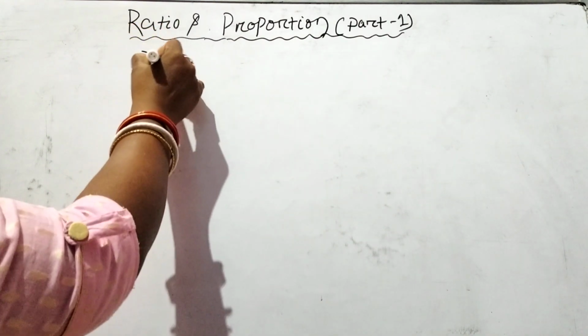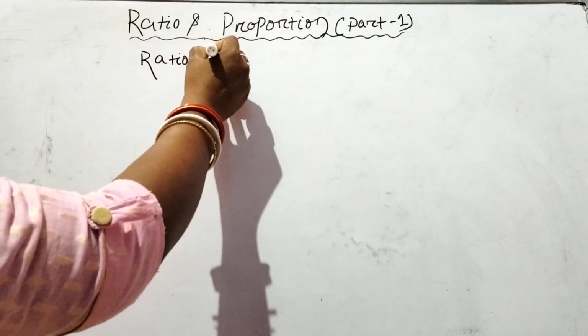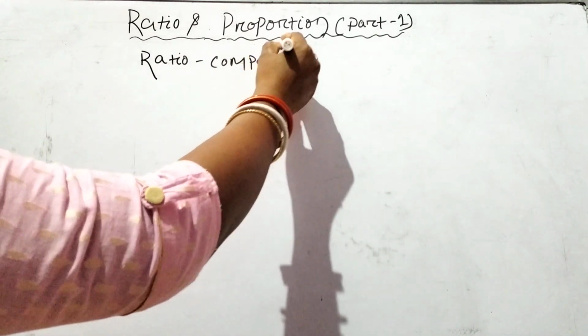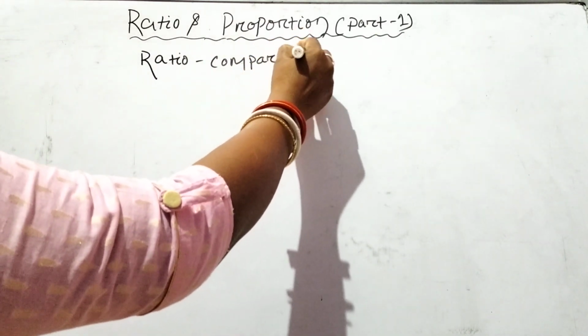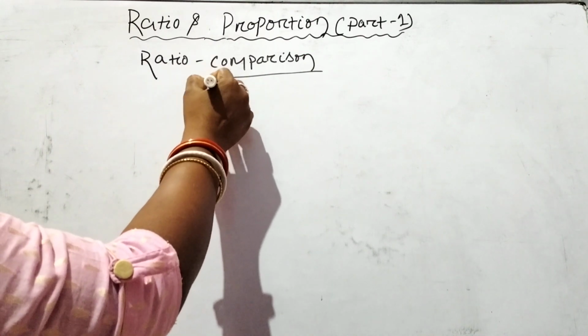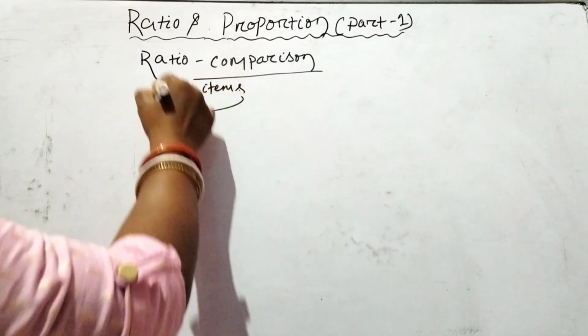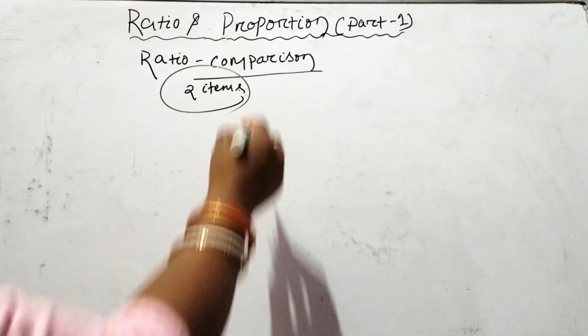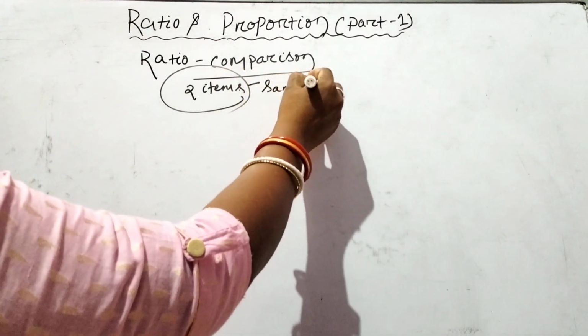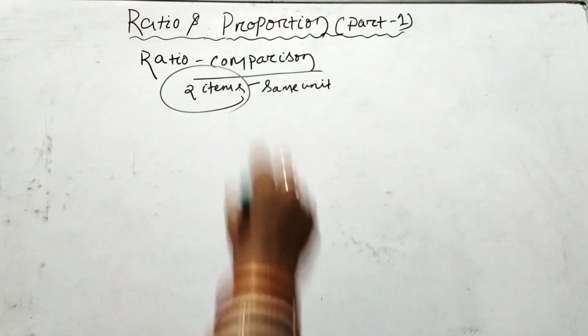First thing, what does ratio mean? Comparison. It means comparison. When you compare, you must record two items. That means we always compare two items, maybe two items in the same unit.